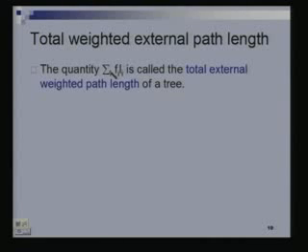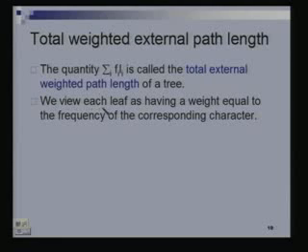Right? So we are viewing each leaf as having a weight which is equal to the frequency of the corresponding character. The weights in this weighted path length are referring to these frequencies f_i. So from now on I might call the same thing weight or frequency. Don't get confused, it's the same thing.